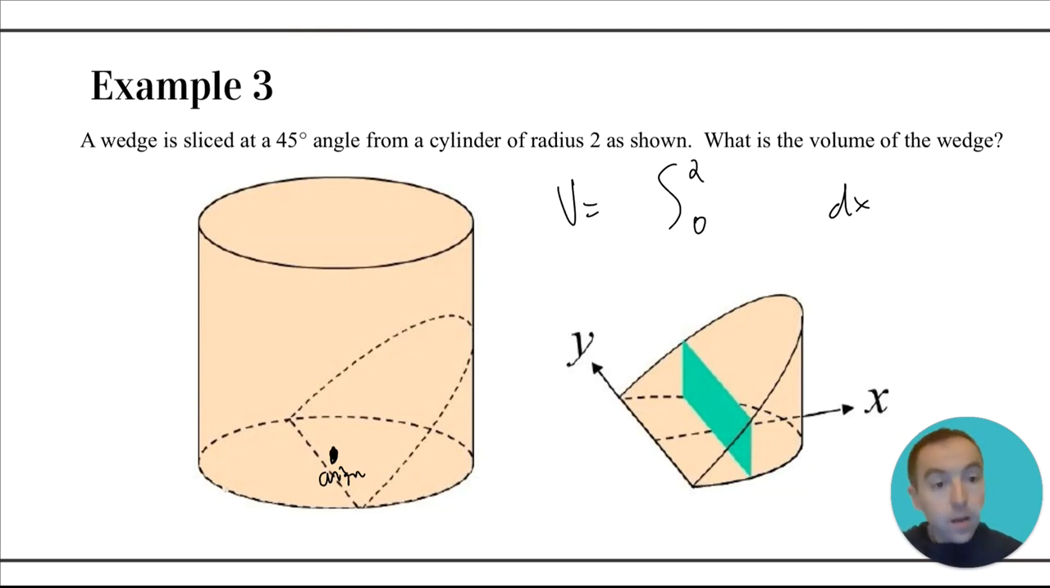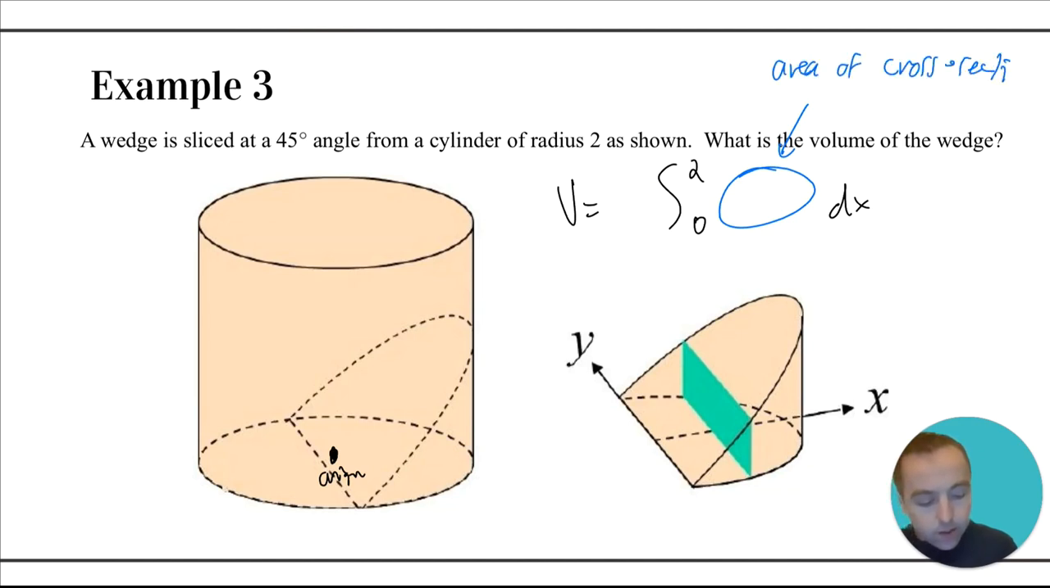as we move those cross sections between 0 and 2. So what our integrand needs to be is the area of each of your cross sections. And our cross sections are just going to be rectangles, I guess, right? So we need to figure out a way to get the length of each rectangle and then also the height of each rectangle.